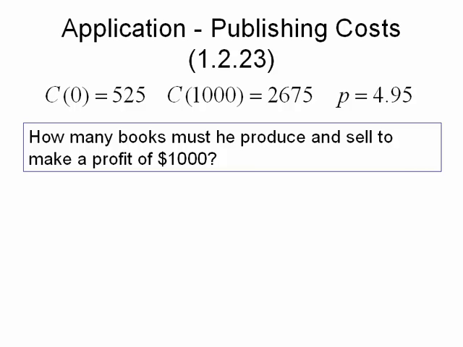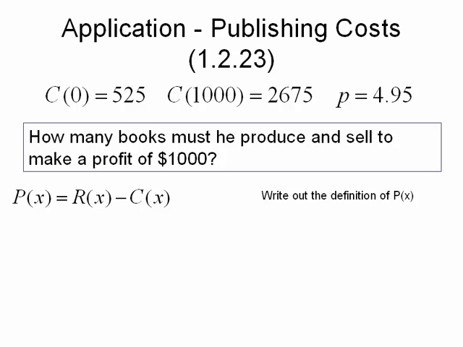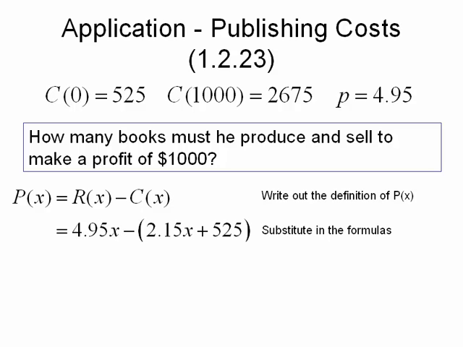How many books must he produce and sell to make a profit of $1,000? So to do this, we need to find our profit function and set it equal to 1,000. Now recall that the profit function P of x is equal to the revenue function R of x subtracting C of x, the cost function. If we put in our values, we get 4.95x, that's the revenue function, minus the quantity 2.15x plus 525.